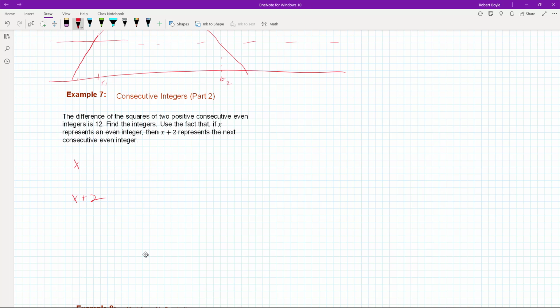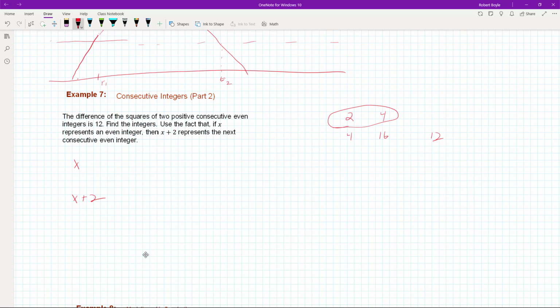Okay, so we are going to use the difference of squares of two positive consecutive even integers. Well, the smallest positive even integer is 2. The next positive even integer is 4. 2 squared is 4. 4 squared is 16. 16 minus 4 is 12. So those are your two consecutive even integers.